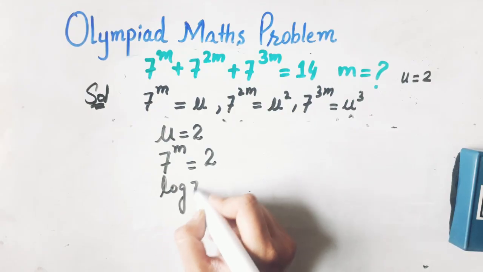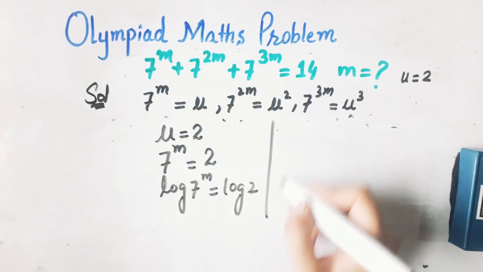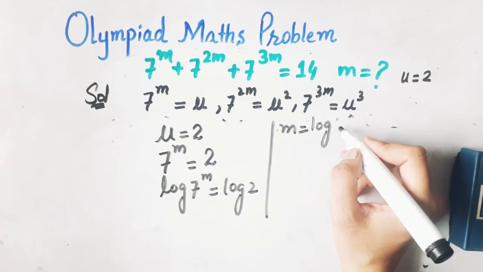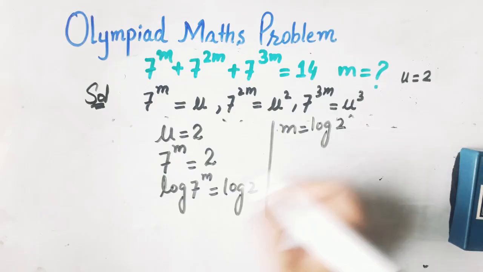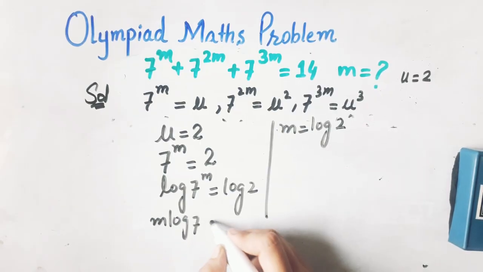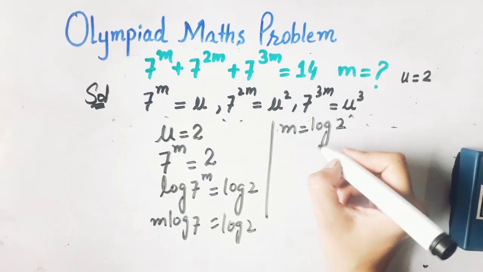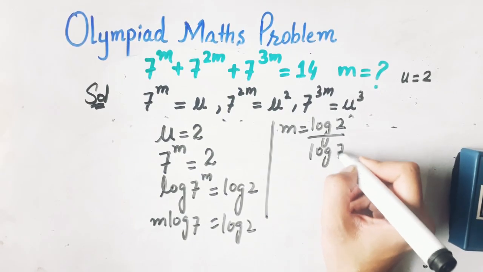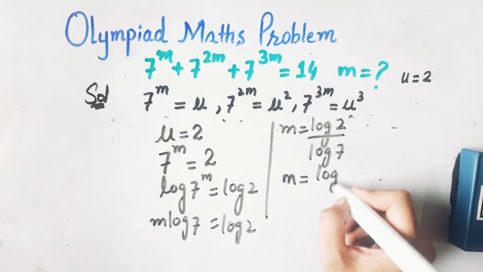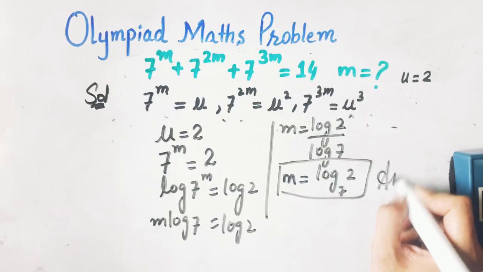Taking the log on both sides, so we get m log of 7 equals log of 2. So m equals log 2 by log 7. Apply the change base rule here. So m equals log base 7 of 2. So this is the final answer.